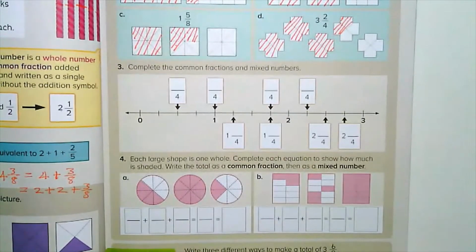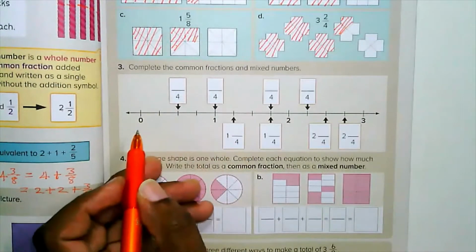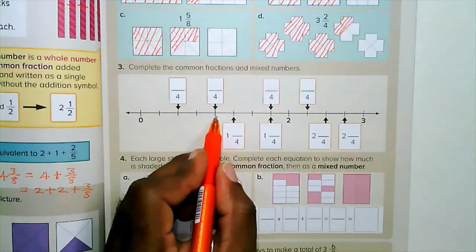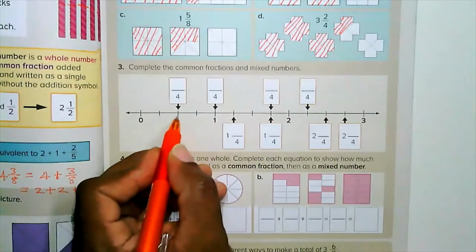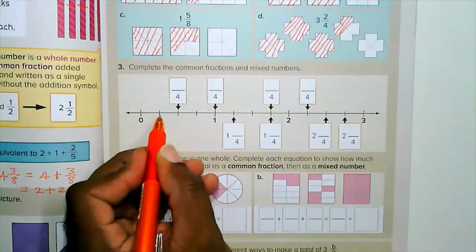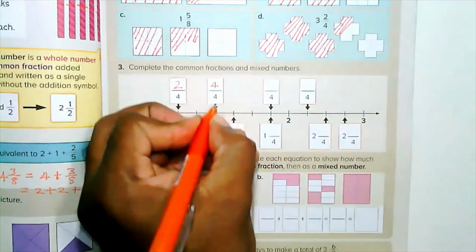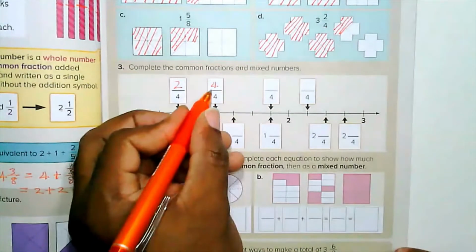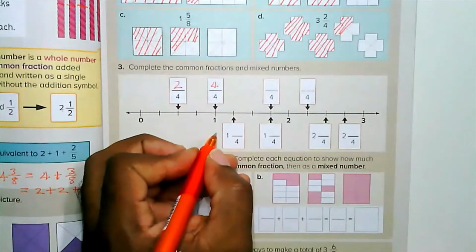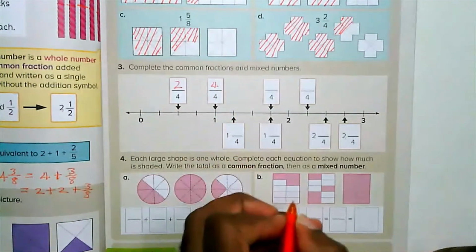Complete the common fractions and mixed numbers. So using the number line, we see 1 is split into 4. 1, 2, 3, 4. So here will be 2/4. And here will be 4 over 4, which is a whole, 1. When the numerator is the same as the denominator, it is a whole number.